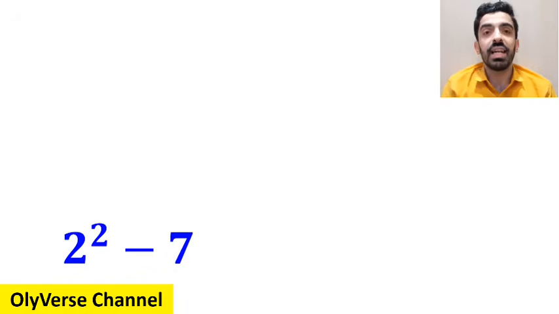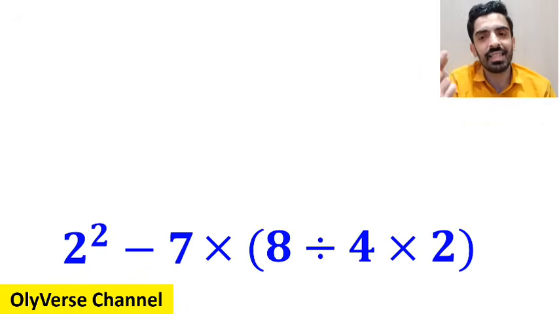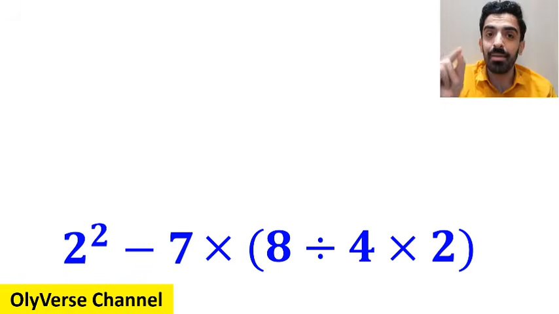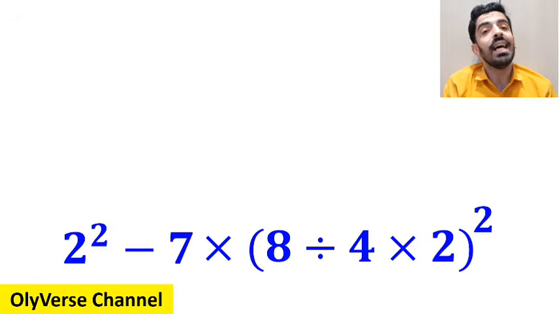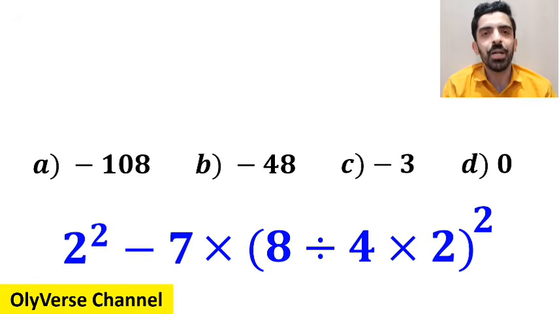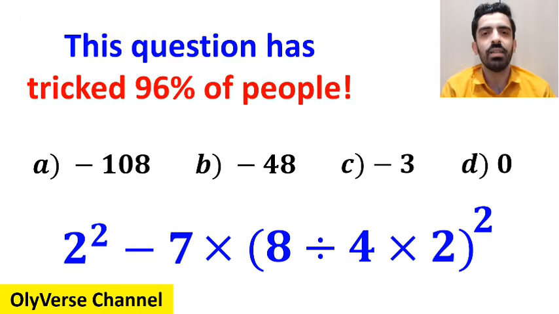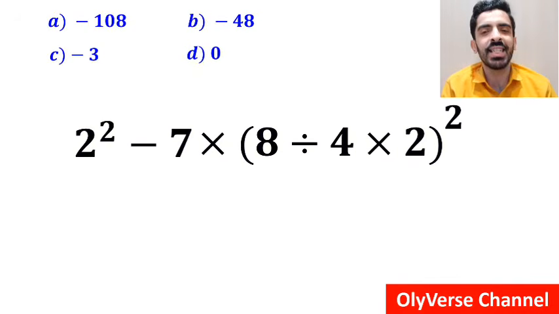What is the value of the expression 2 squared minus 7 times (8 divided by 4 times 2) all squared? Which option do you think is the correct answer to this question? This expression has tricked 96% of people. Let's go step by step and solve it together.